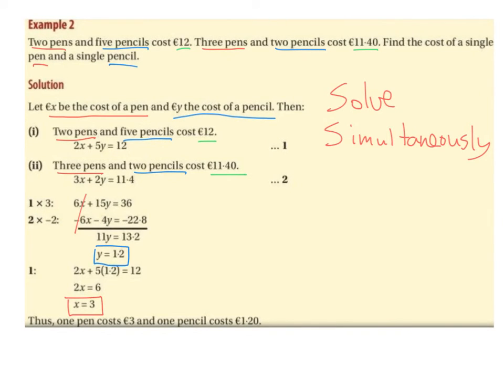So at the start we said that X was going to be the cost of the pen. So if X is equal to 3, then one pen costs €3. And we also said that Y was the cost of the pencil. So if Y equals 1.2, then one pencil costs €1.20.